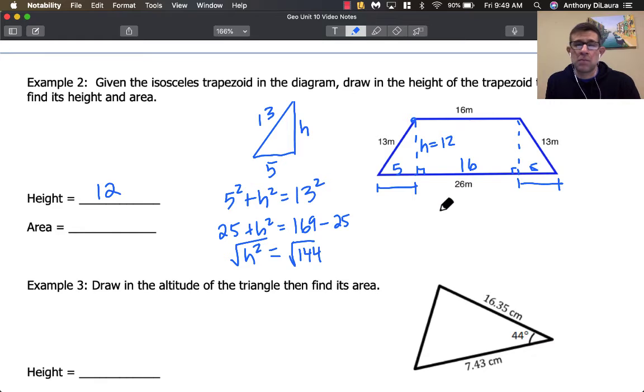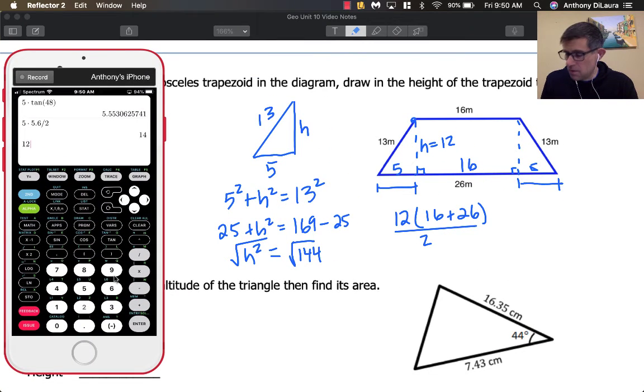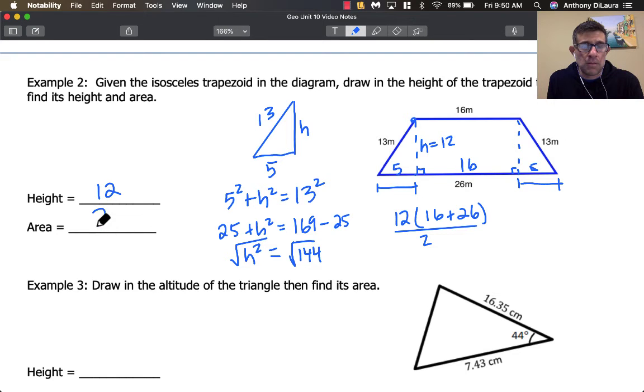All right, now I can proceed by finding the area, because I know my area for a trapezoid is going to be my height times the sum of the two bases, which are 16 and 26, and then that's all going to be divided by 2. We're going to let our calculator do the work here, and type it in just as we see it. So 12 times 26 plus 16, close our parentheses, and divide that by 2. And we'll get 252 meters squared.